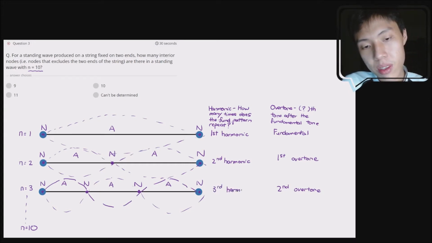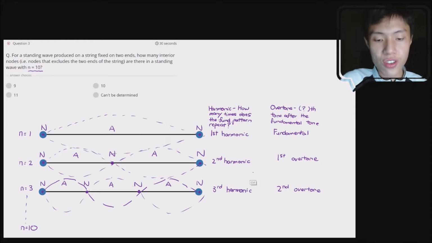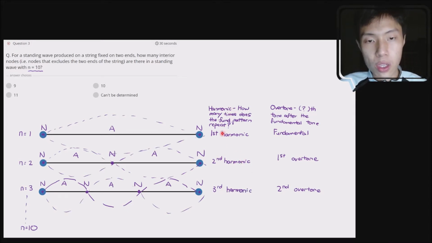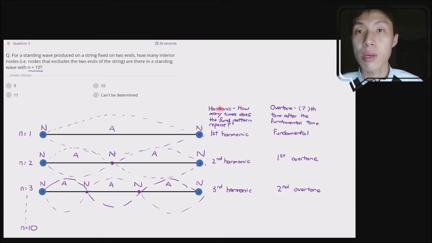So you see that for a stretched string, the harmonic goes 1, 2, 3, but the overtone goes 0, 1, 2. We call the first the fundamental tone, and the next one after the fundamental tone you call the first overtone. It's the first time you go over the fundamental tone, then the second time you go over the fundamental tone. With harmonics, the pattern repeats 1 time, then 2 times, then 3 times. So that's how you name something by its harmonic and by its overtone.